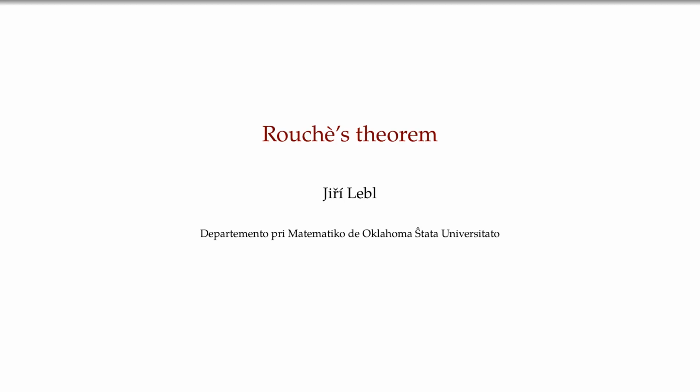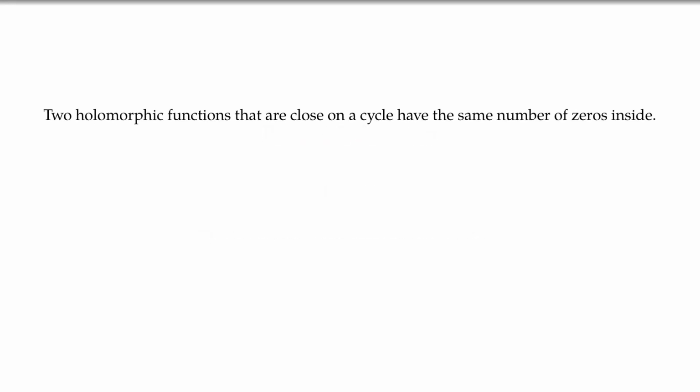Let's talk about Rouché's theorem, which is again a theorem about counting zeros. And this one is slightly different. This one is basically saying that if one function is sufficiently close to another function, then it has the same number of zeros, or say the number of zeros minus poles. So what do we mean by close?